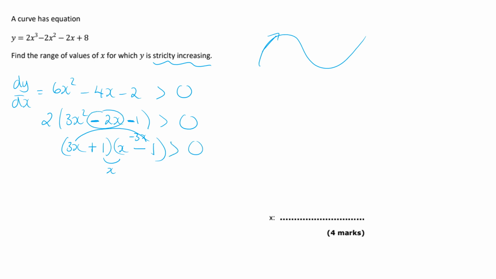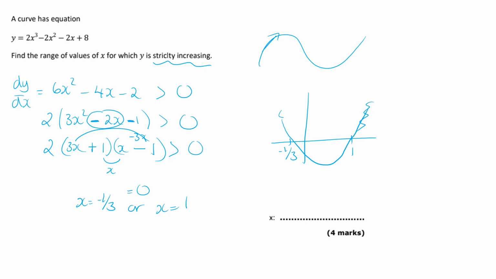In order for that to be bigger than 0, if I just look where it equals 0 to give me my roots, that's going to be when x is equal to minus a third or x is equal to 1. So if I drew the graph of this gradient function, it would go through minus a third and 1. And I want, where is this bigger than 0? It's going to be where x is less than minus a third or x is bigger than 1. It's very important to put that word or, because you can't be in both those regions at the same time, so don't put the word and.